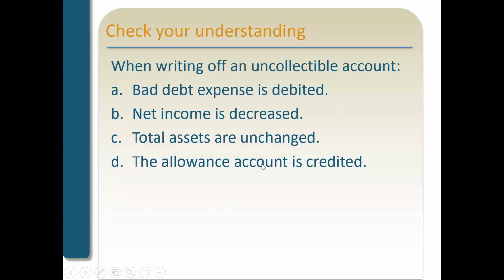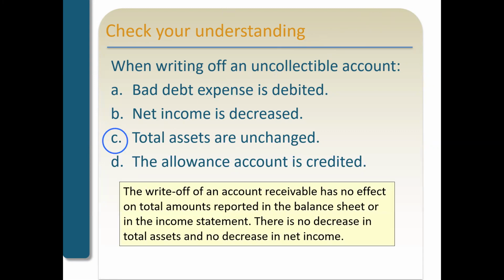So when writing off an uncollectible account, is bad debt expense debited? Is net income decreased? Are total assets unchanged? Is the allowance account credited? What happens here, guys? Is it C? Awesome. It is C. Nothing is affected. Total assets remain unchanged.